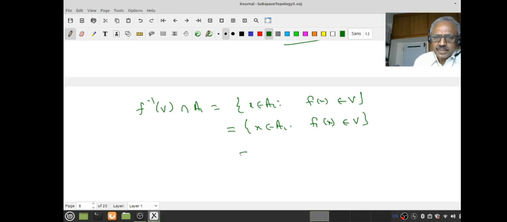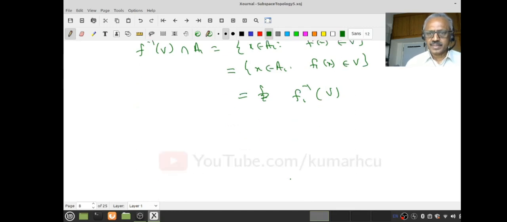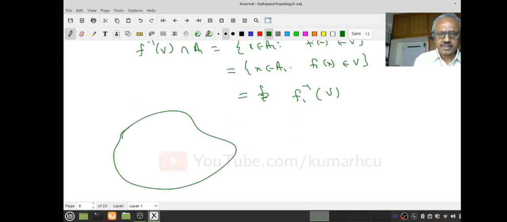Right? But this is the same as f_i inverse of V. You understood that? Make sure you understand. Again, if you want a picture, you should have a look at a picture. This is my X. This is my A_i.